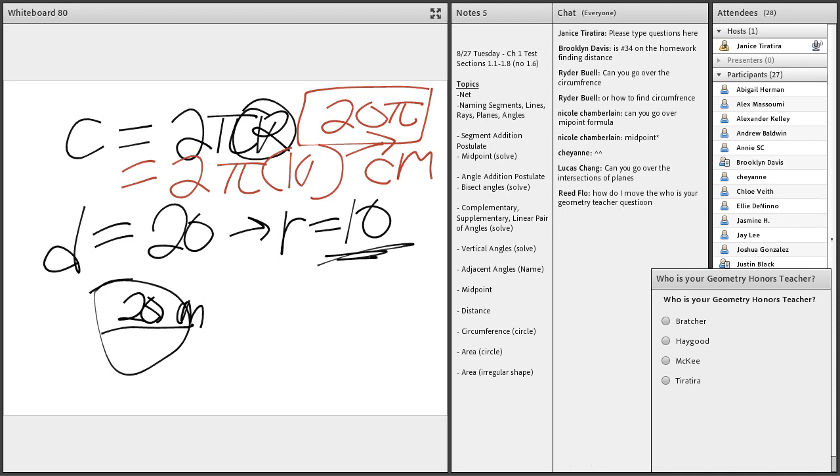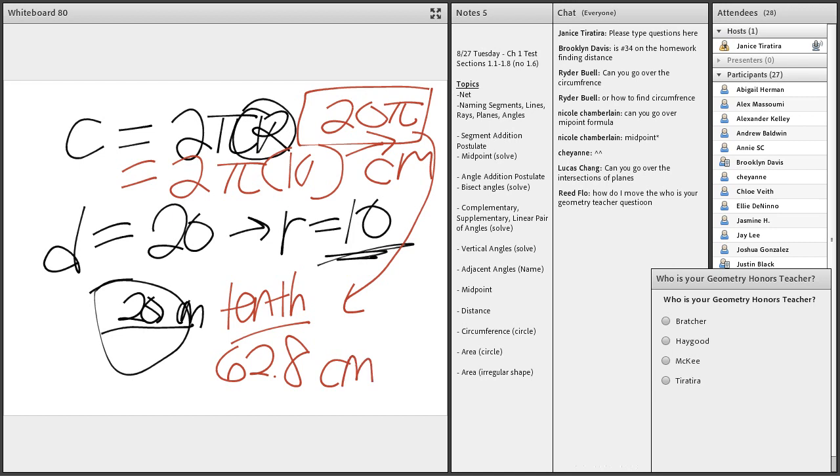So it's not enough to just do 3.14. You're going to push the pi button, hit enter, and if it asks for the nearest tenth place, your final answer will be 62.8. No more pi, because you punched it in your calculator. The unit is centimeters, so 62.8 centimeters. Just be careful and read the instructions on your test tomorrow.